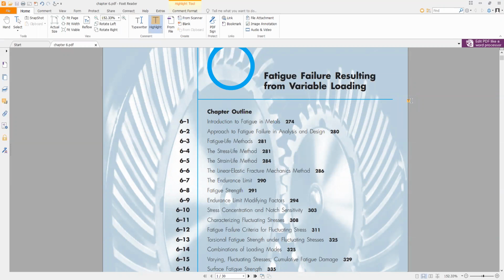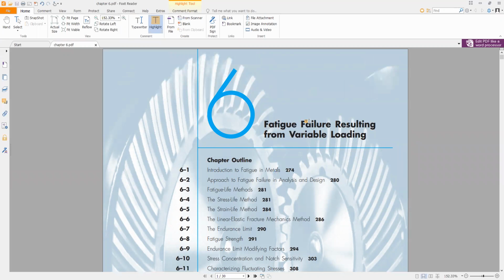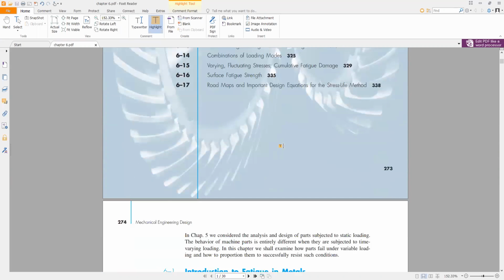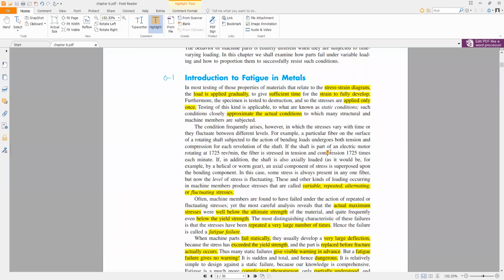Now we're going to look at fatigue failure resulting from various loading. This one is chapter 6 of the same book. What is fatigue? We just go through it very briefly first. Now we go to the introduction for fatigue.